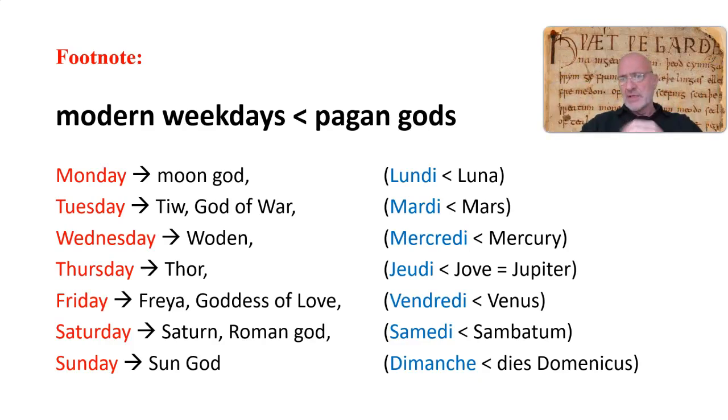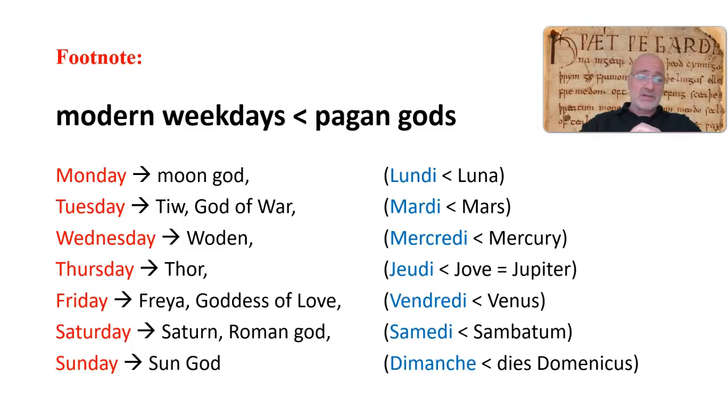Tuesday is Tiw, the god of war. You have Mardi in French, Mars, god of war too. You see, in French you have the corresponding Roman gods, and in English you have the Germanic gods, as you have in Wednesday. Terrible spelling, but why? Because it's Woden, it doesn't have anything to do with wedding. Mercredi is Mercury, the corresponding god.